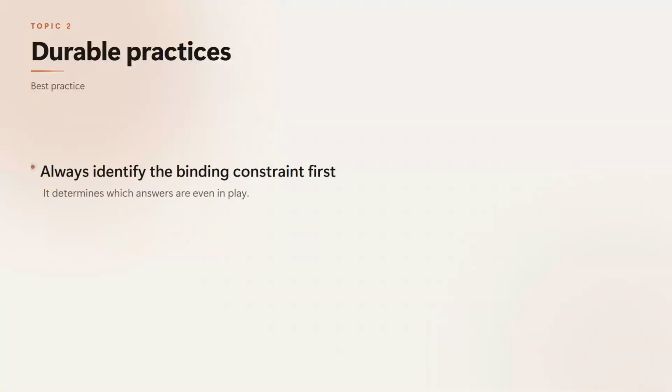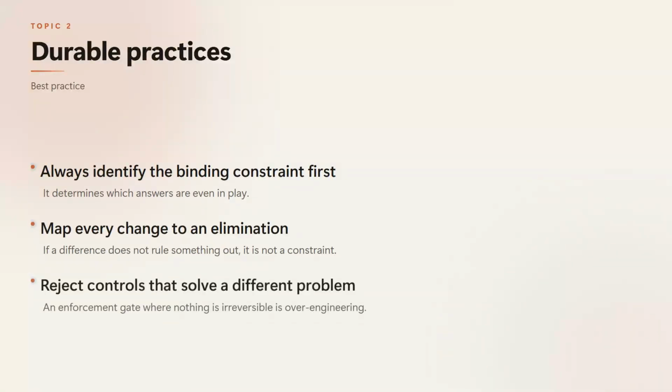The durable rule is, before you design anything, name the binding constraint. Then list every way this scenario differs from the last one you worked on, and for each difference, ask what class of answer it eliminates. If a difference does not rule something out, it is not a constraint. When you reject an option, give the reason it loses. Rejecting a routing classifier is trivia, rejecting it because it bypasses the language understanding you are paying for is the lesson.